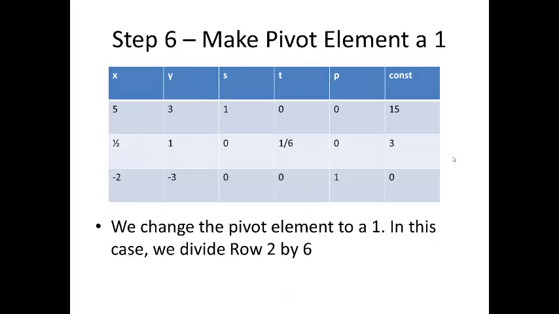Next, we make the pivot element 1. In this case, we divide everything in row 2 by 6. So 3 divided by 6 gives us 1/2. 6 divided by 6 is 1. 0 divided by 6 is still 0. 1 divided by 6 is 1/6. 0 divided by 6 is 0. And 18 divided by 6 is 3.